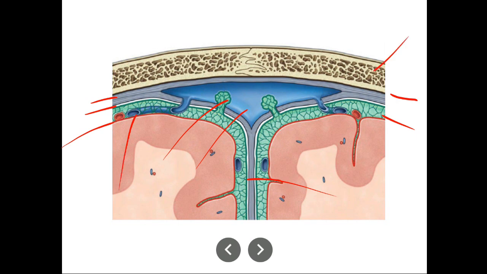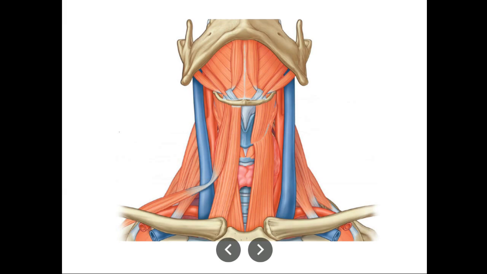And you can also be asked about the external and the internal compact bone, and then in between, the spongy bone, diploe. So pay attention to this part. Let's go to the next picture.